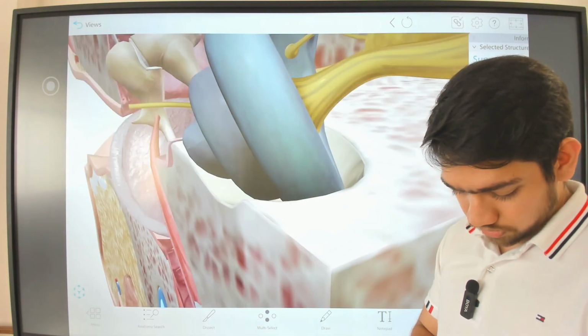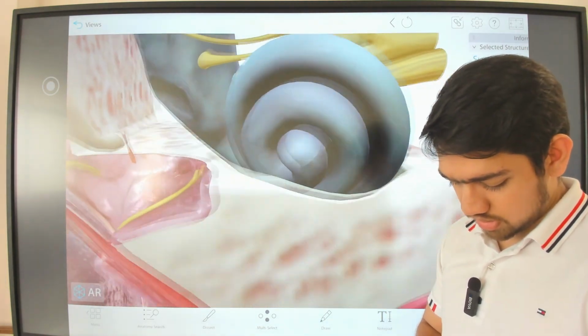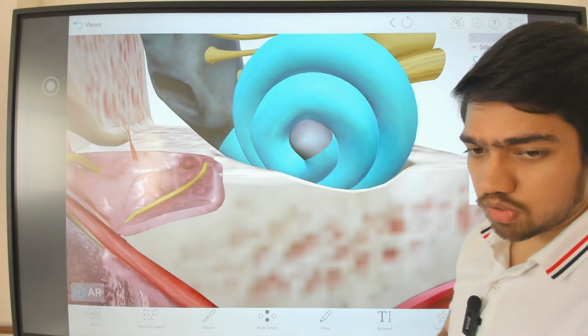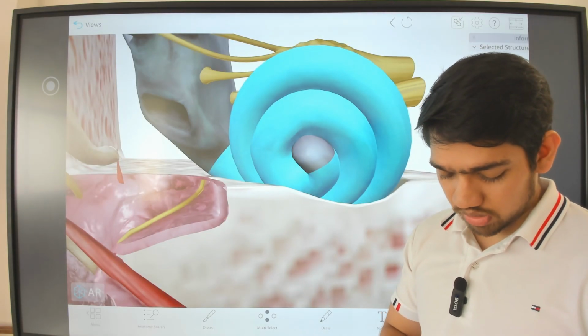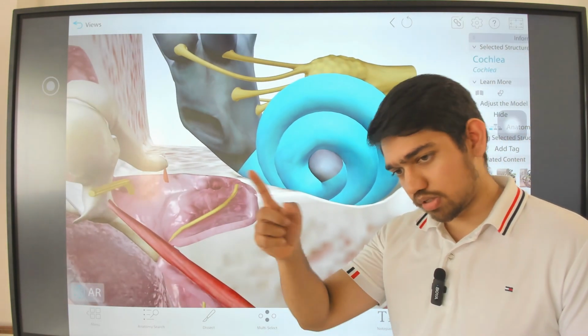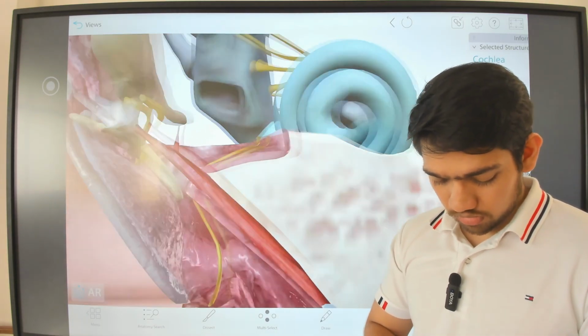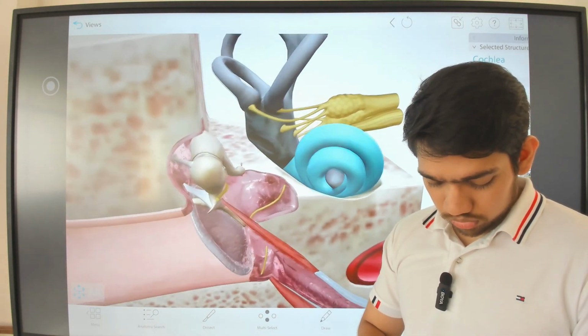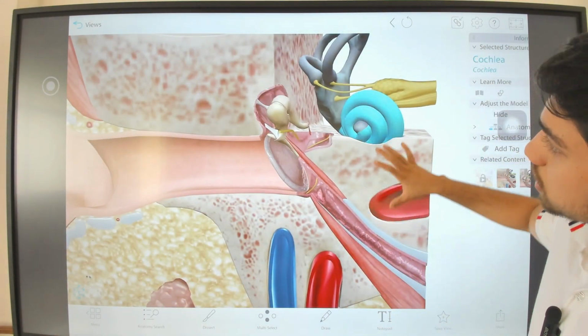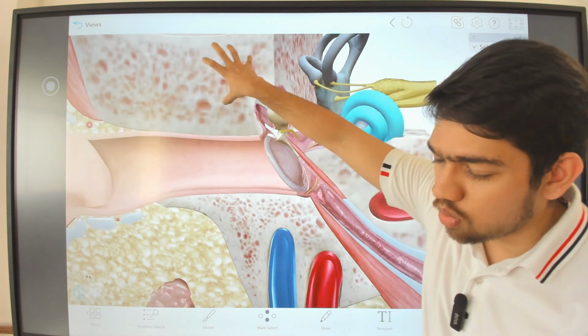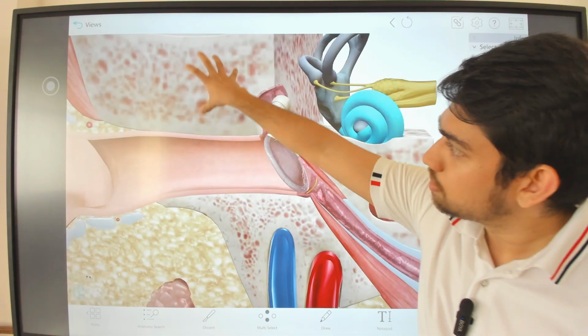Then we move on to this. This is the cochlea. Cochlea is mainly involved in your hearing. It is your hearing organ, the cochlea. It is a coiled organ, as you can see. And what I wanted to show you before is that all these inner ear structures are located within the bone. This is bone everywhere.